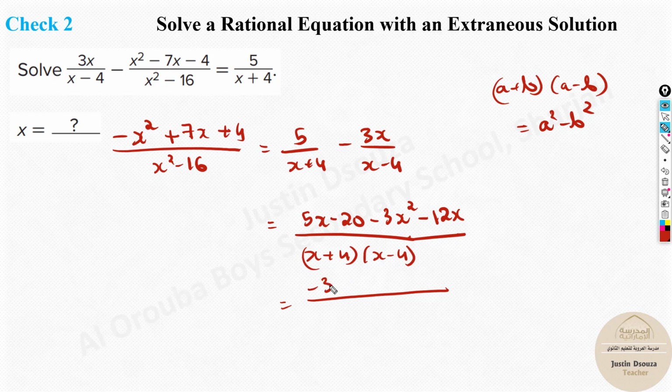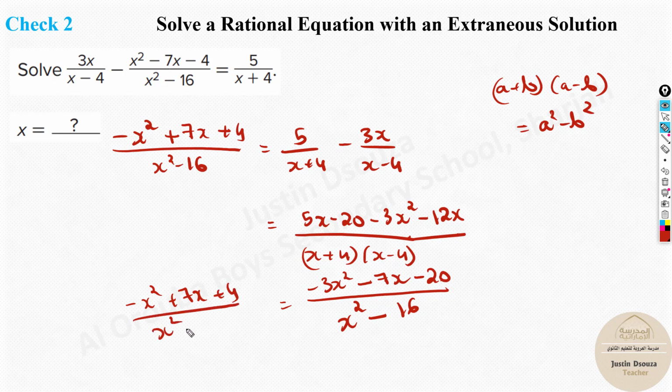First, I'll write minus 3x squared minus 7x minus 12 plus 5 is 7 minus 7 minus 20 divided by x squared minus 4 squared, which is 16. The left side is minus x squared plus 7x plus 4 divided by x squared minus 16. Denominators cancel out and you're remaining with these numerators.